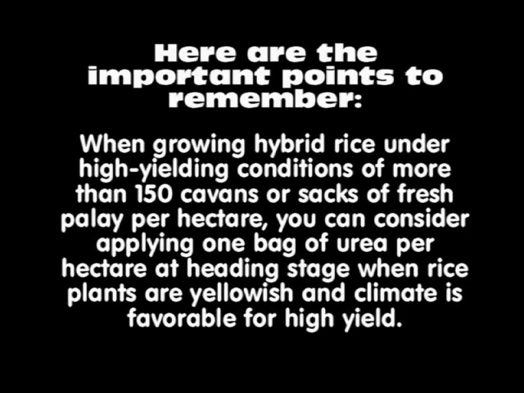When growing hybrid rice under high-yielding conditions of more than 150 cavans or sacks of fresh palay per hectare, you can consider applying 1 bag of urea per hectare at heading stage when rice plants are yellowish and climate is favorable for high yield.